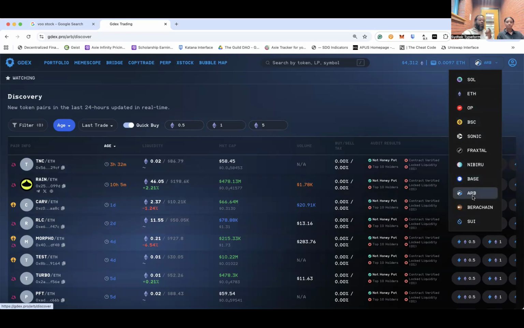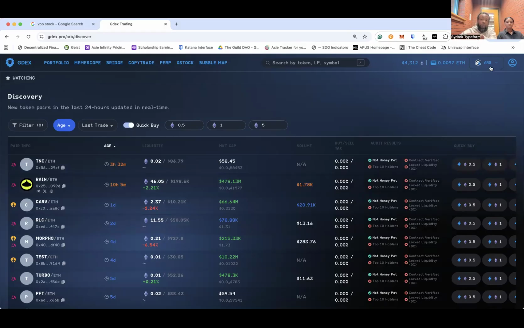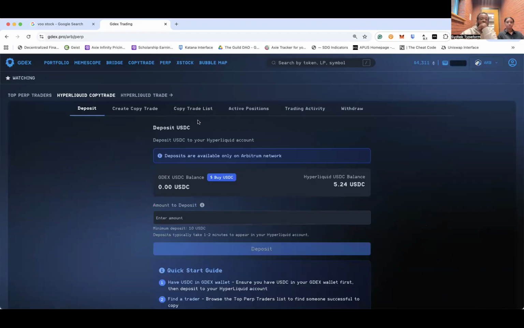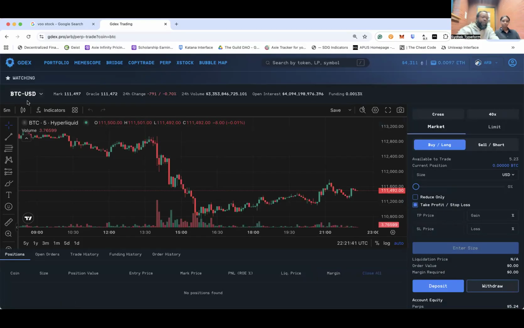But because we only do perp trading on Arbitrum, you got to know where you're going based on what you're trying to do. Does that make sense? I'm on Arbitrum up here. Then if I go to perp, and if I go to Hyperliquid trade, and if I go to BTC, Bitcoin.